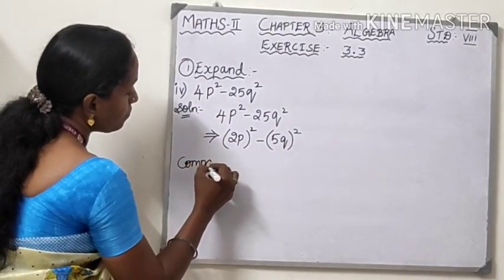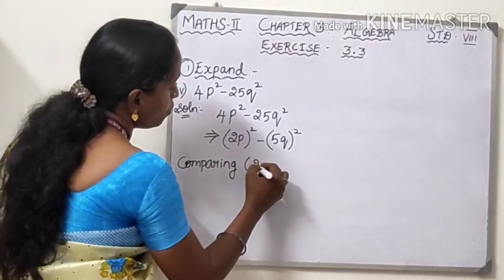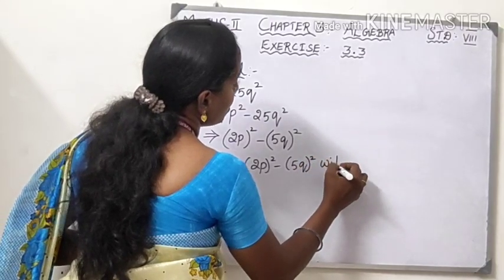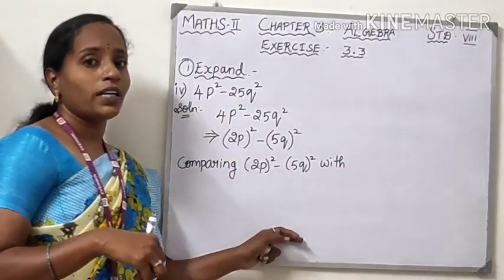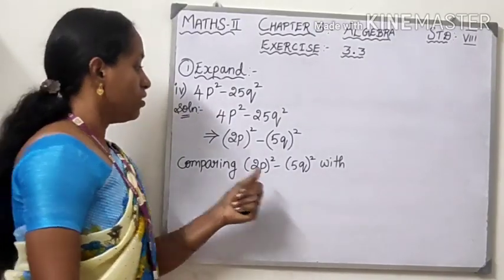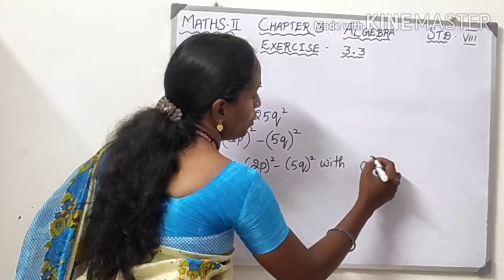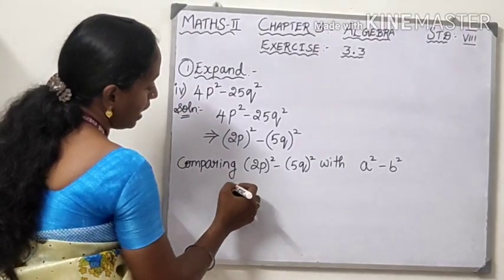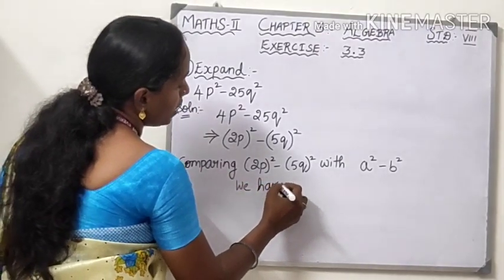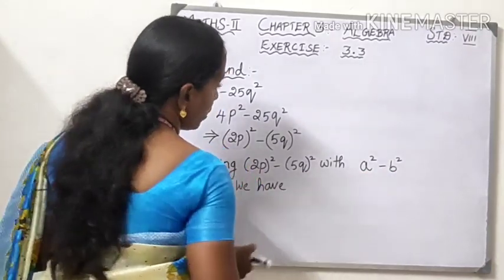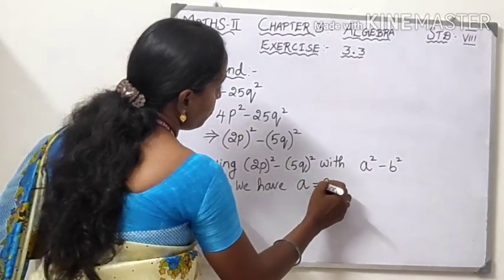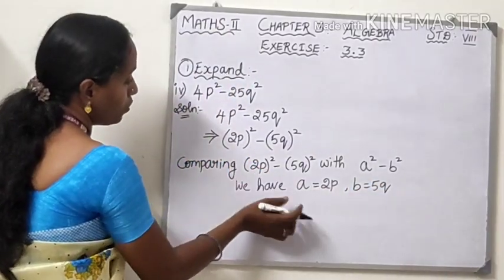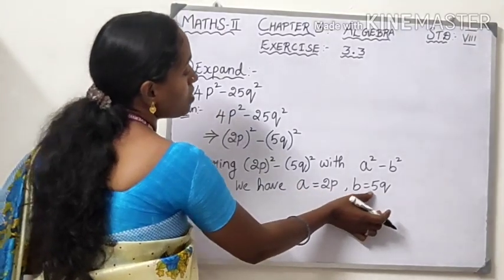So comparing 2p the whole square minus 5q the whole square with, any guess you have? With what identity we are going to compare now? Yes, we are going to compare with a square minus b square. So we can write our value of a and b. So when you compare this question with a square minus b square, we have a is equal to 2p and b is equal to 5q. What is there inside the bracket, that alone we have to take right now. So a is equal to 2p and b is equal to 5q.